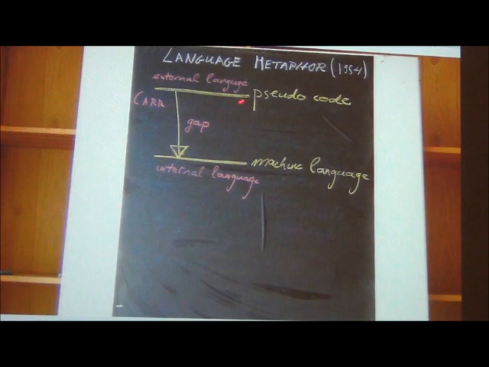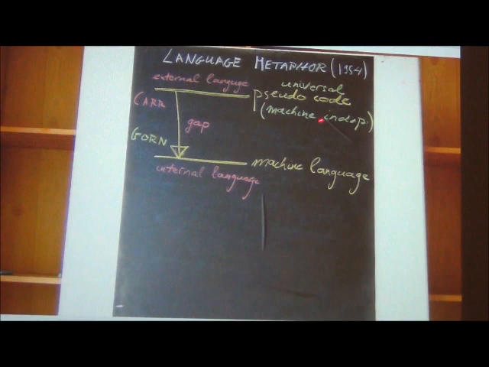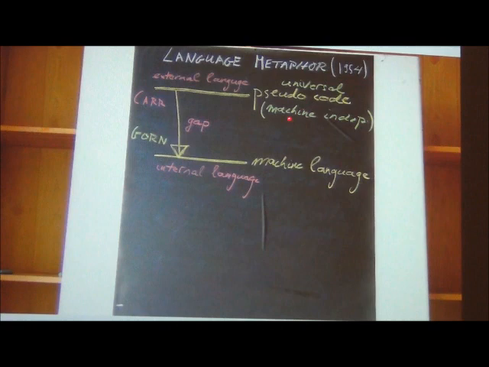And he talked about closing the gap between the external language of the machine and the internal language. And he became good friends with his close colleague Saul Gorn, who at that same conference talked about universal machine independent pseudocodes. And by the end of the 50s, everybody was talking about universal machine independent programming languages.